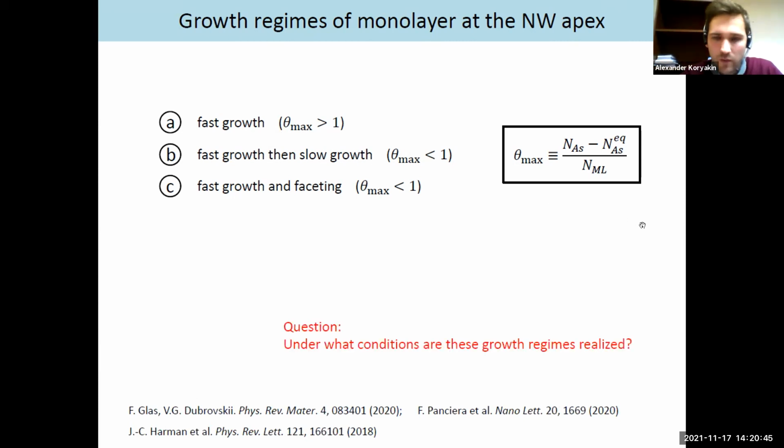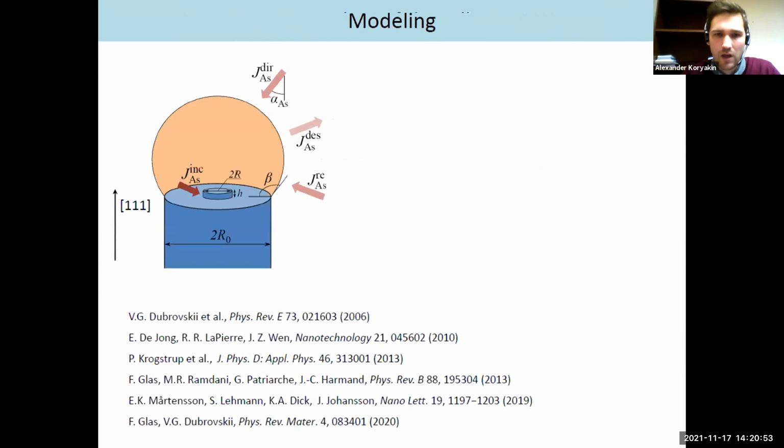So the main question that arises here is: under what conditions are these growth regimes realized? At the moment we started this investigation, we did not find any theoretical model that would be able to describe the slow growth regime. These two models were published later. Therefore, we started with the model published by Frank Glass with co-authors and added consideration of the kinetics of island growth.